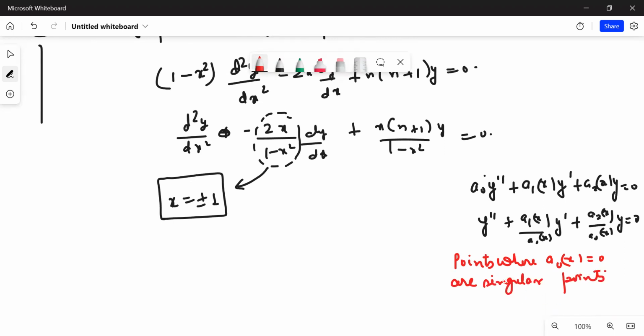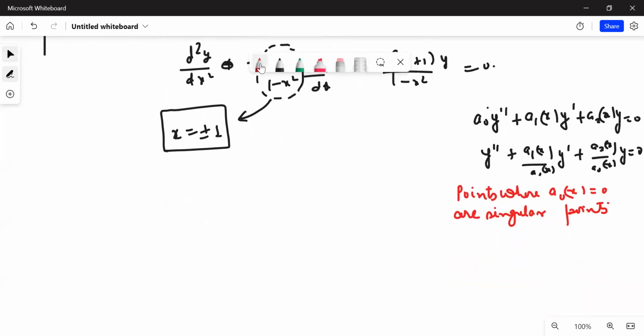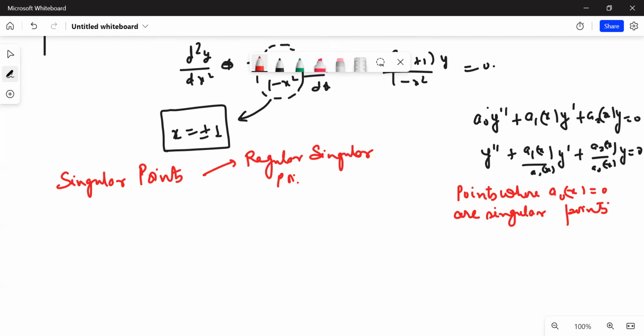Okay. Further, to check this, there is something called regular singular point and irregular singular point. The singular points are then characterized into two categories. One is called a regular singular point, and the other is called an irregular singular point. I mean, sometimes in the exam, questions of this kind can be asked. So that is why I'm just doing it for that sake.